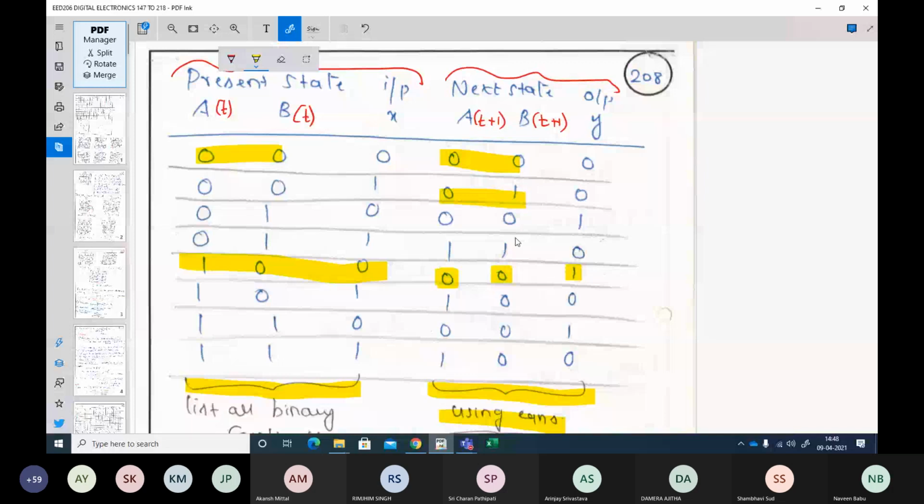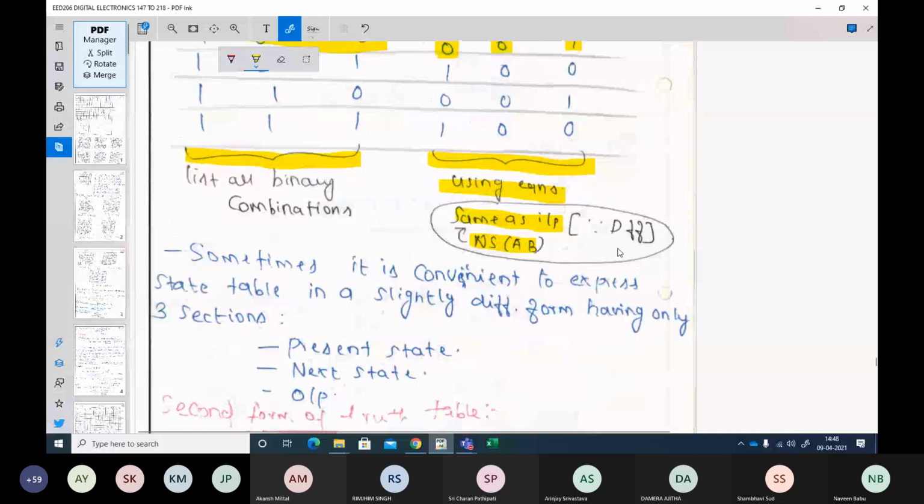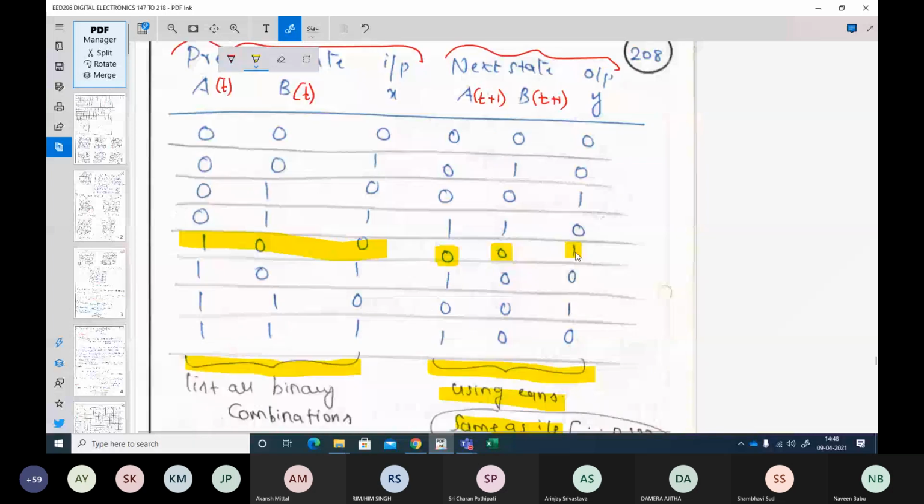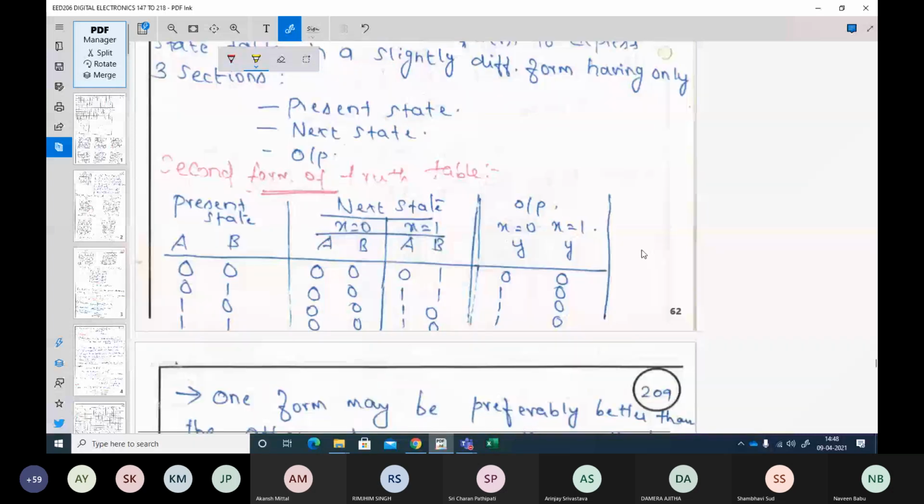Okay, all right. Now, there is another way of creating the same state table. Though the state table is okay, it does not really give us a complete picture. So there is another way of filling the truth table, which will reduce our number of rows also. The second form of a truth table has a present state, a next state, and an output.